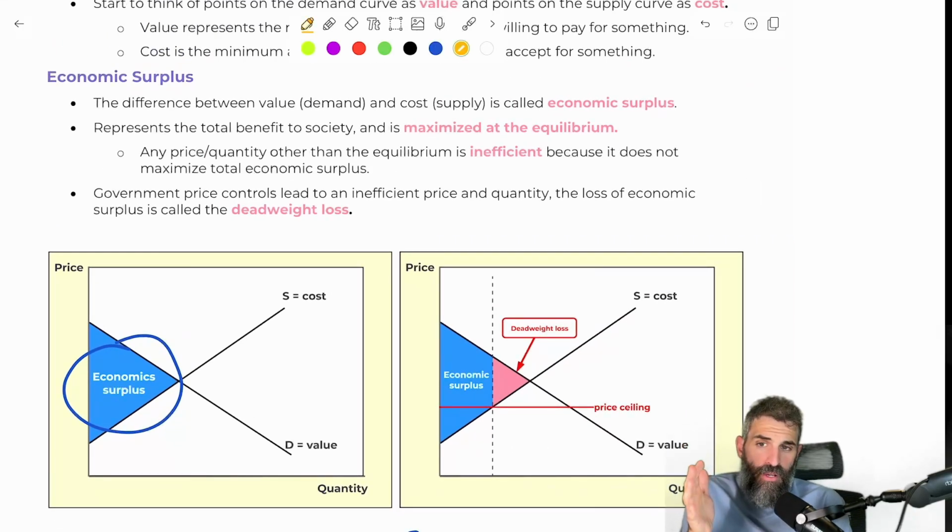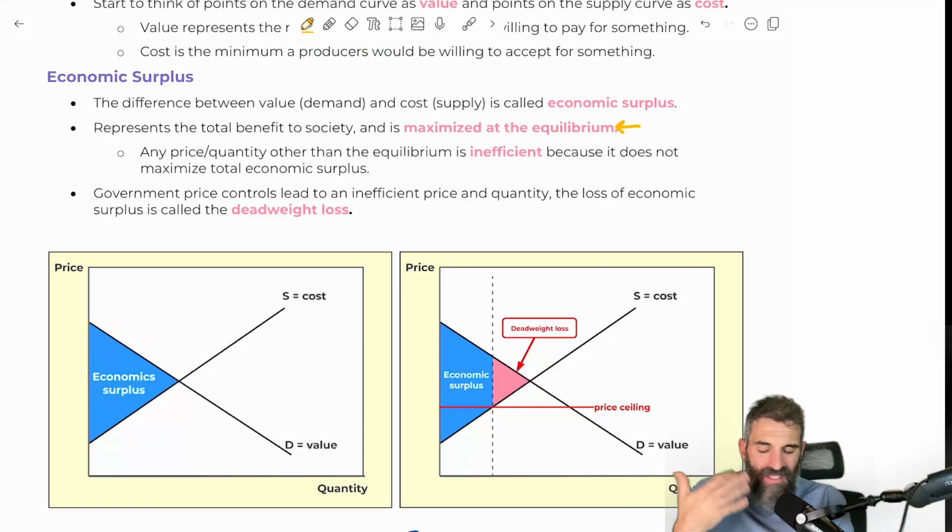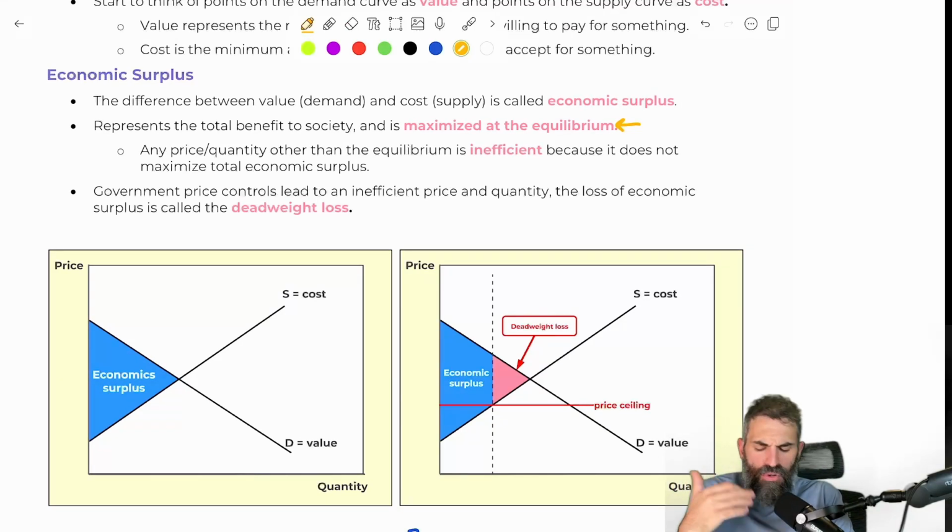And at equilibrium, the economic surplus is maximized. When the government does not interfere and the market is allowed to get to an equilibrium, that is the point where this area is at its maximum. At any other point, you would have less economic surplus. So if the government comes in and imposes a floor, a ceiling, a quota, does something to mess with the equilibrium, look what happens.